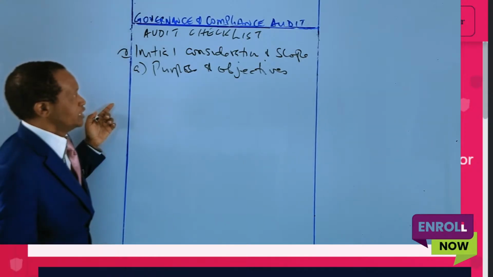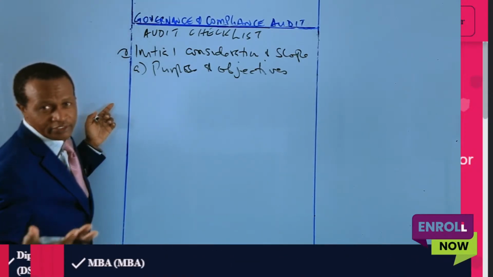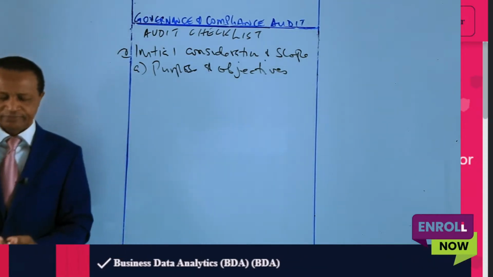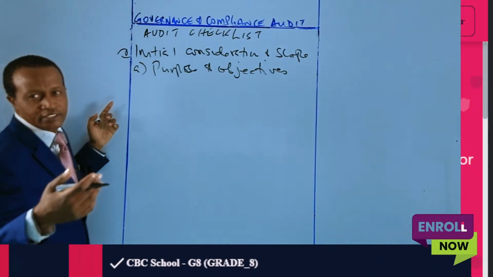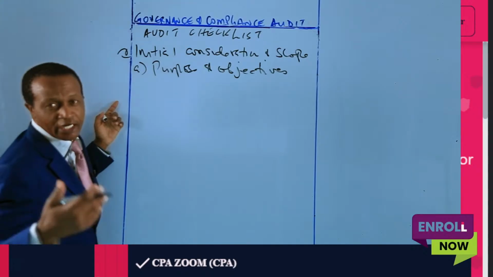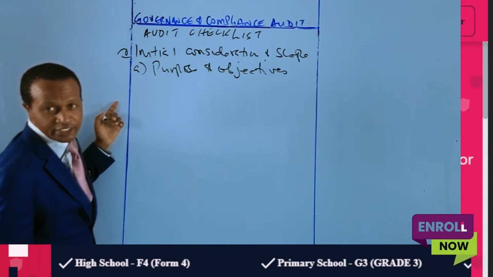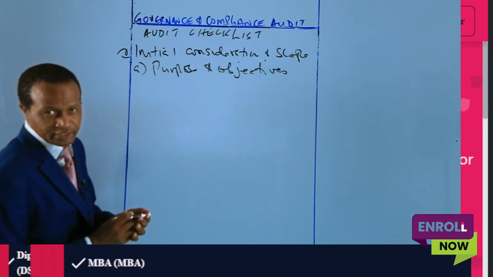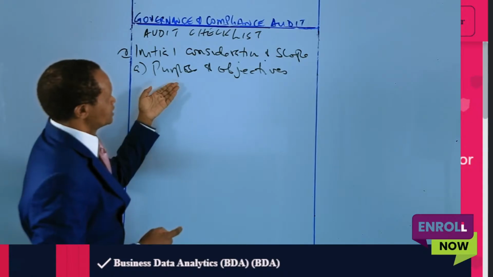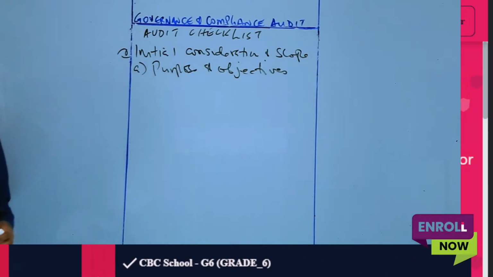Another question at this point is if the audit has been approved by the appropriate authority. Has the audit been approved by the appropriate authority? And the appropriate authority could be the audit committee, it could be senior management. So one aspect of the checklist is the audit purpose and objectives.